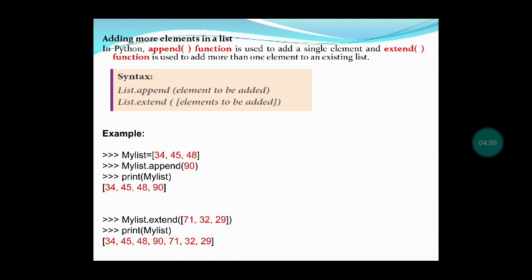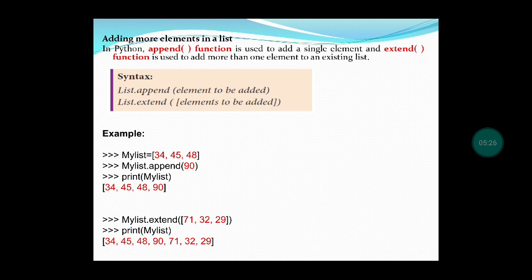And then extend. Extend means we can add more than one element in a list. Look here, my list dot extend of 71, 32, 29. My list already, what value is there? 34, 45, 48. At the end of the list, the remaining elements are also added. So we got the output as 34, 45, 48, 90, 71, 32, 28. Because finally in my list, what is the value? 90 was added by using append. So after the 90 only, these values will be added. So we got this output.